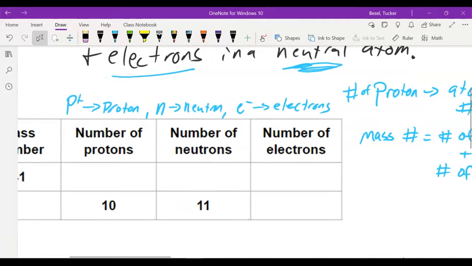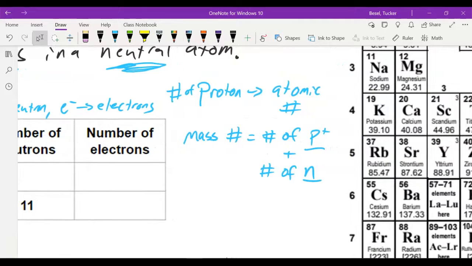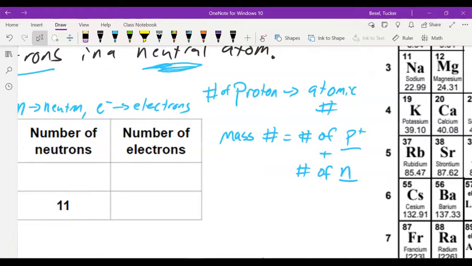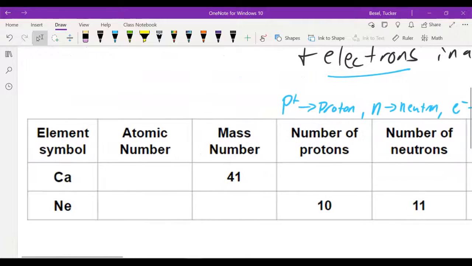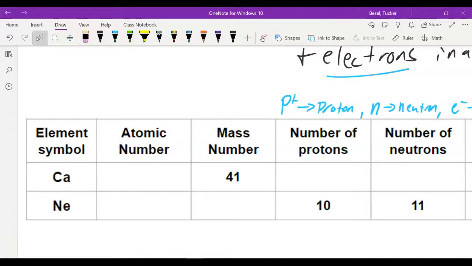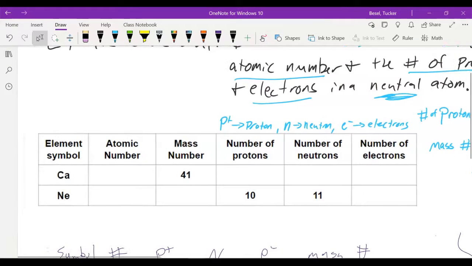Let's see, what else do we need to know? Oh, and in a neutral atom, the number of protons equals the number of electrons. And so that will be useful for this. And I think that's everything that we need for now. All right, so let's just get started with this example here.